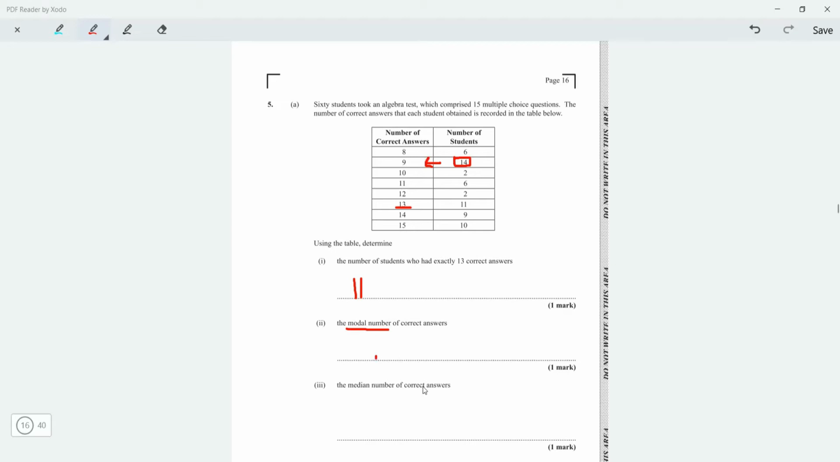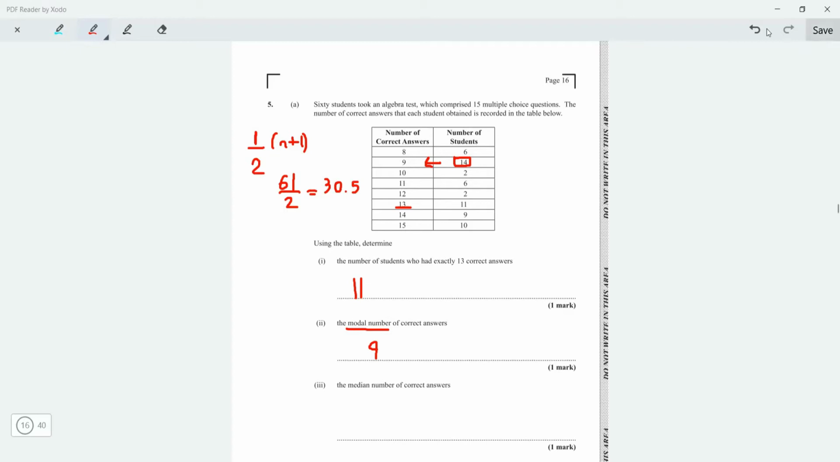Then they want the median. You have to remember the median occurs at the half of n plus 1 term. And how many students are there? 60. So that's a half of 60 plus 1, which is 61 over 2. 61 over 2 is the 30.5th score. So when you arrange them in order, look at this now.